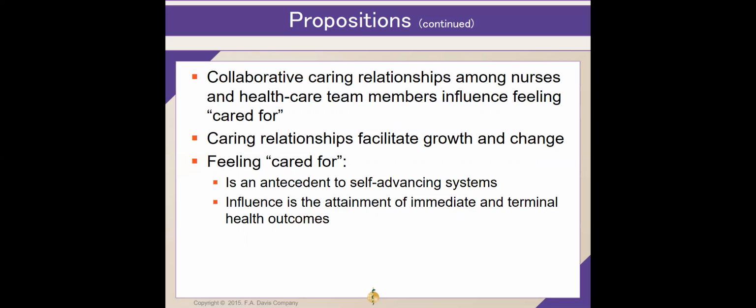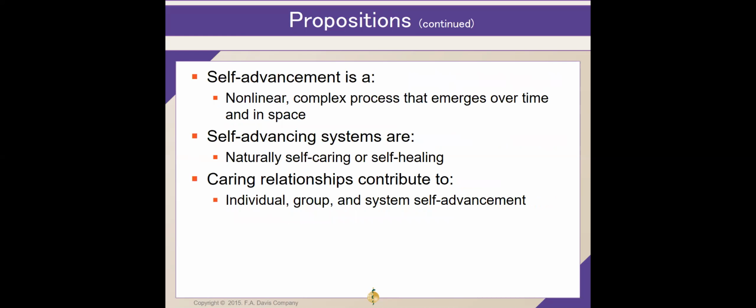That means that outcome actually advances both the individual and the system, when we look at both the terminal, which is the long-term health outcome, and the immediate health outcome. Self-advancement isn't linear. Anyone who's worked with folks with diabetes like I have knows that advancing your self-care management is complex. It can move forward and backwards, and self-advancing systems need to be self-caring or self-healing, or they basically don't advance, right? They go back and forth.